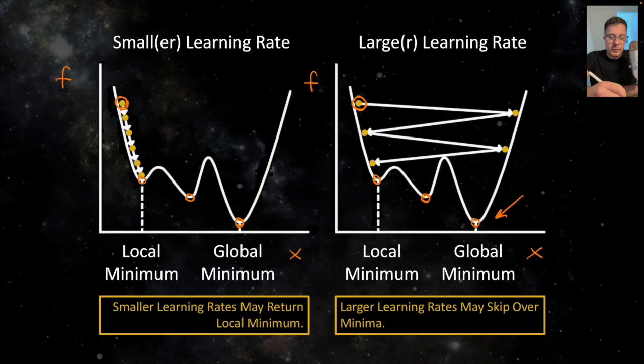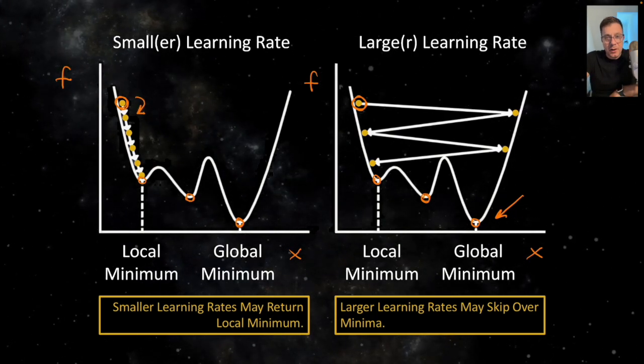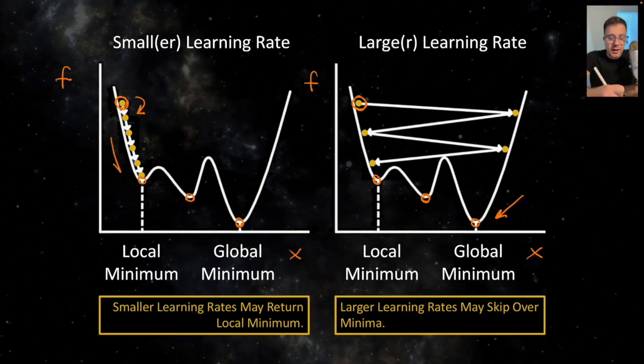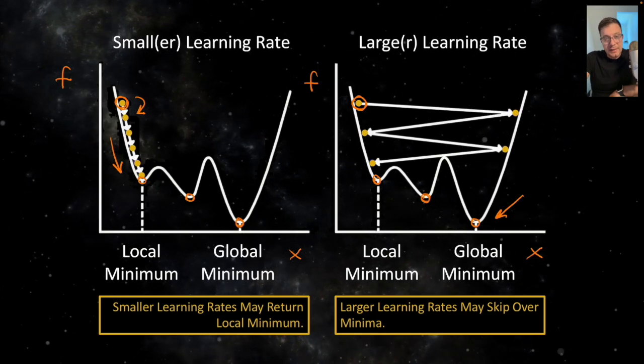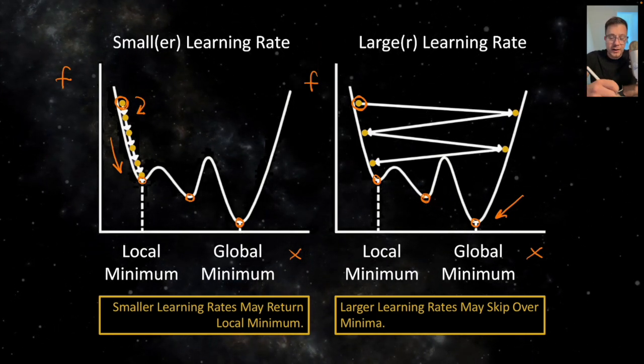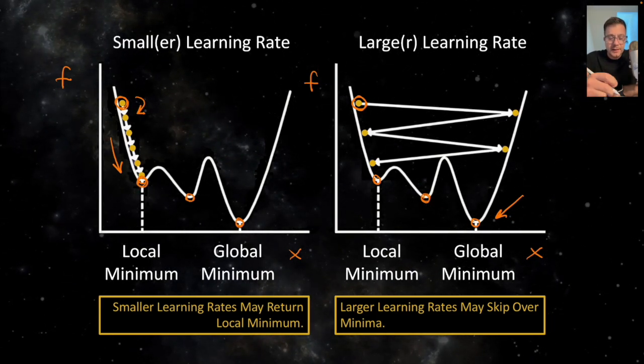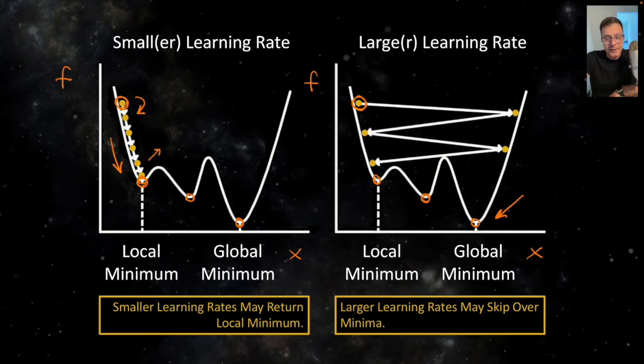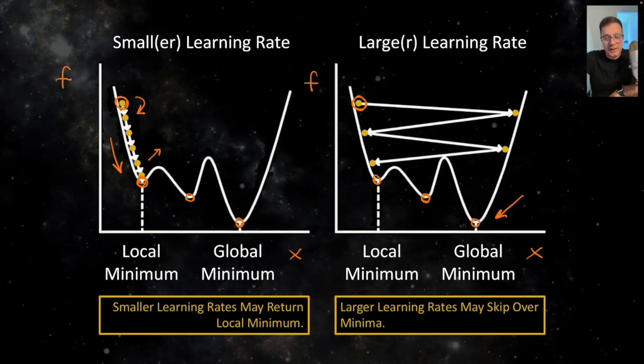With a smaller learning rate, the gradient descent algorithm takes smaller steps, and as such is able to hug the side of this slope. Unfortunately, that leads to the smaller learning rate returning this local minimum right here. The algorithm is not able to climb that hill. It's a gradient descent algorithm. It's not able to ascend the hill.